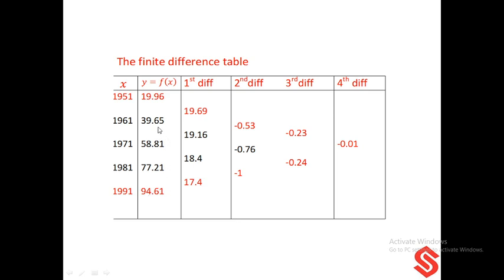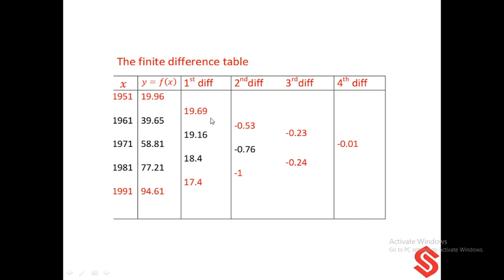94.61. So I'll get the first difference, that is 39.65 minus 19.96, 19.69. Next, 58.81 minus 39.65, 19.16. 77.21 minus 58.81, 18.4. 94.61 minus 77.21, 17.4. So these are the first order differences.